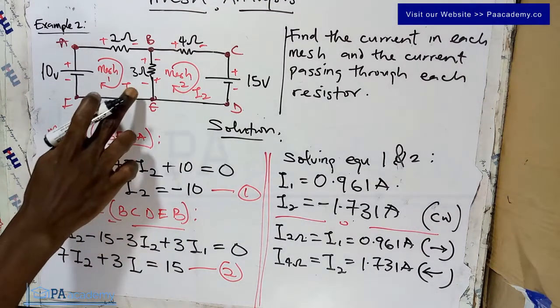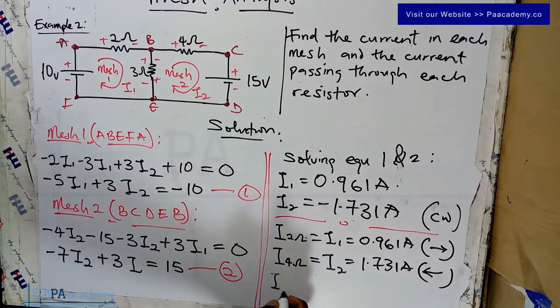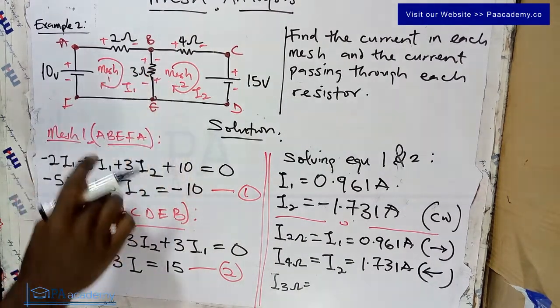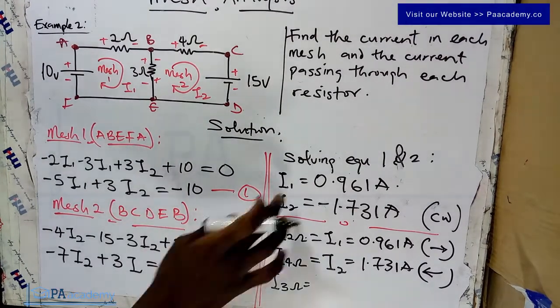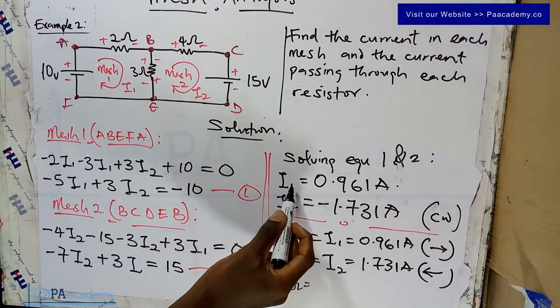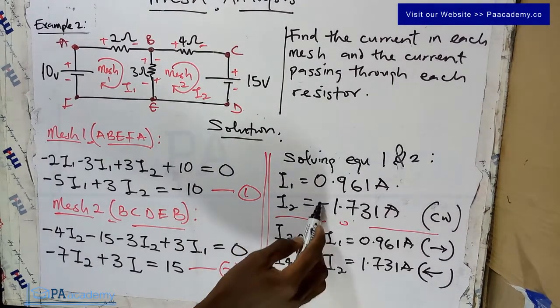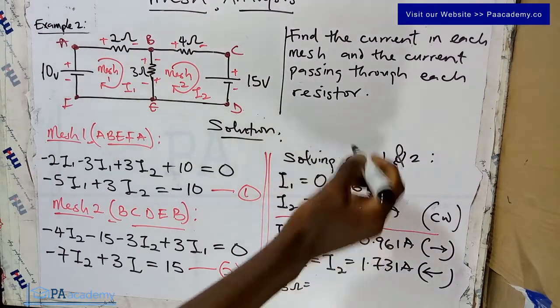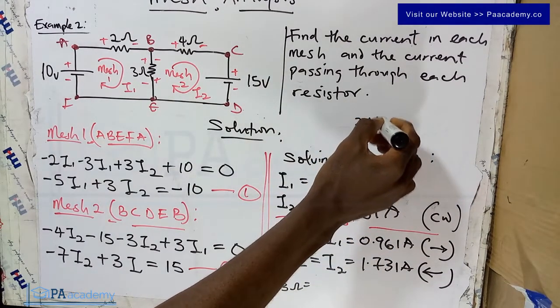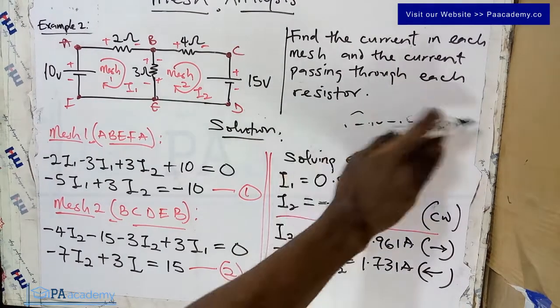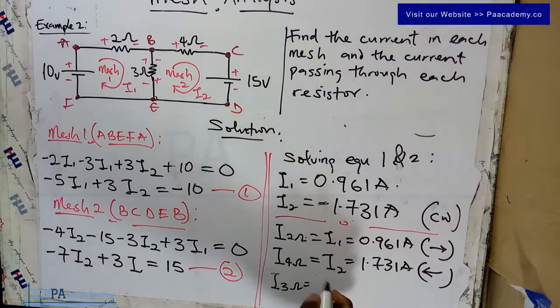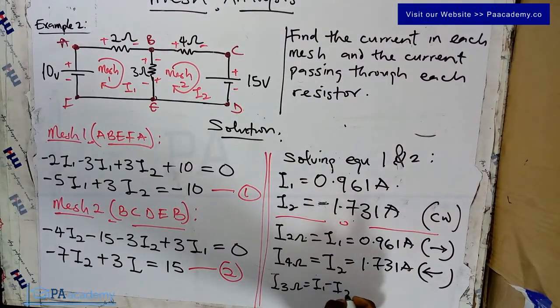So now let's do the last one, which is going to be I3. The current that is flowing through the 3 ohm resistor. Like I said, to calculate I3, since we have 2 currents flowing through it, what we consider is the one with the higher value minus the current with the lower value. If you look at I1 and I2, the value of I1 is higher than that of I2 because of this minus. So I hope you know that. If you have 2, 1, 0, minus 1, minus 2, that means 2 is higher than minus 2. So we are going to have I1 minus I2.